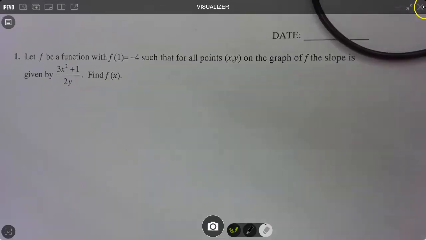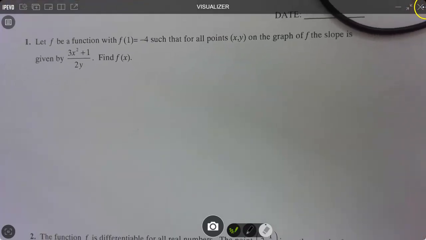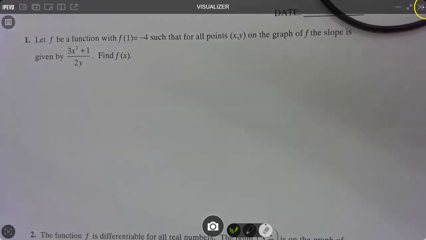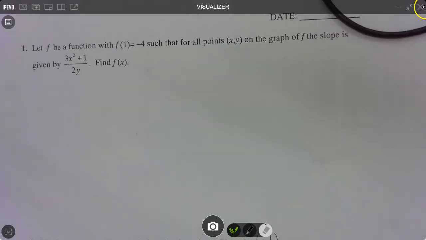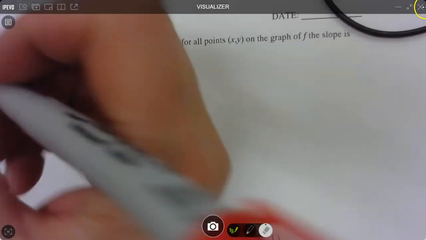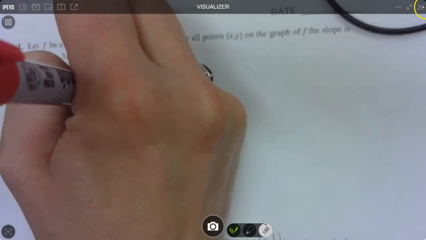So it says, let f be a function with f of 1 equal to -4 and that the slope is given by the following condition. So by telling me that the slope is given by this, that is the same as telling me f prime of x, which is really dy dx, is equal to (3x squared plus 1) over 2y.